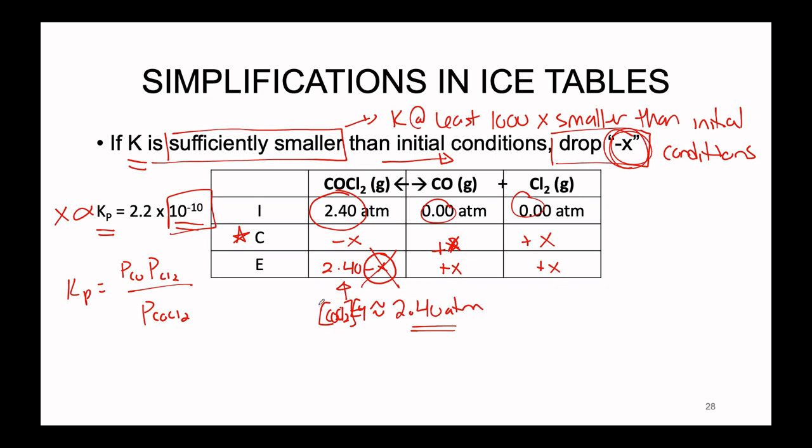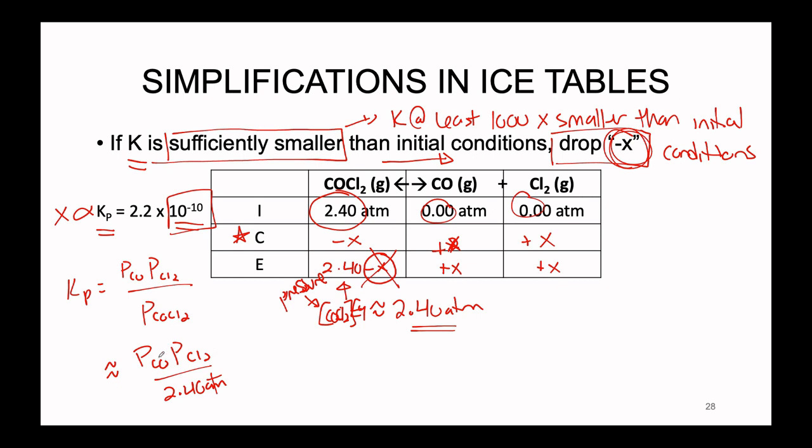And I realize I said pressure or concentration over here. This should have been pressure. But the point still remains that the change is going to be so insignificant that our partial pressure will still end up being 2.40 atmospheres. So our equilibrium constant expression is going to be approximately equal to the partial pressure of our CO at equilibrium times the partial pressure of Cl2, all divided by 2.40 atmospheres.